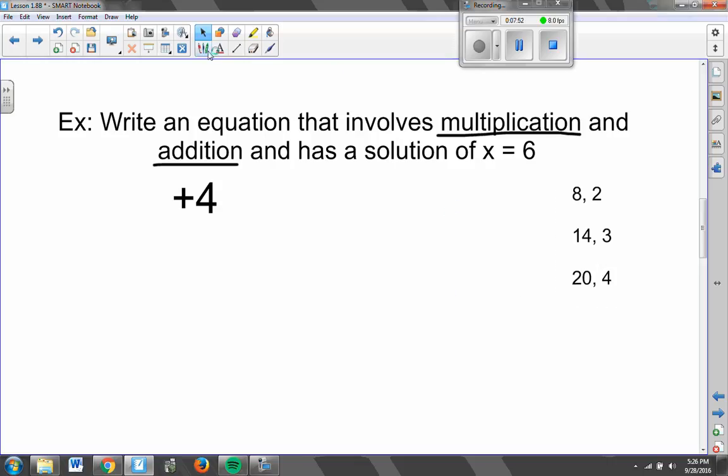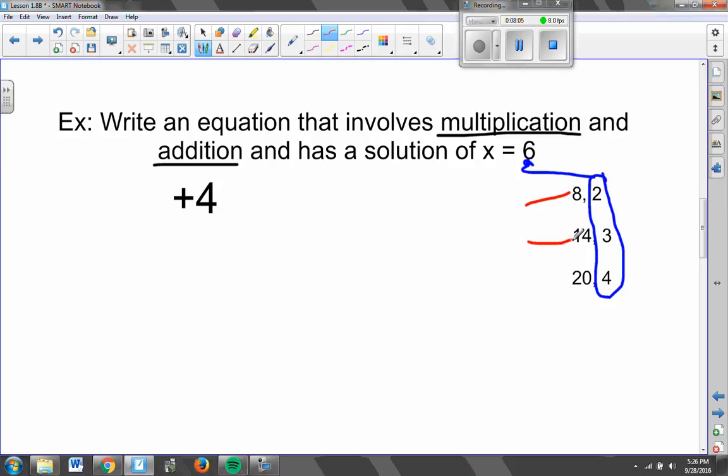So now I can take one of these numbers, times it by my x, which is 6, and then add 4, and I'll equal this other number here. Okay, I'll equal maybe 8, maybe 14, maybe 20. So I'll use the 2 and the 8. So I will say 2 times x plus 4 equals 8.